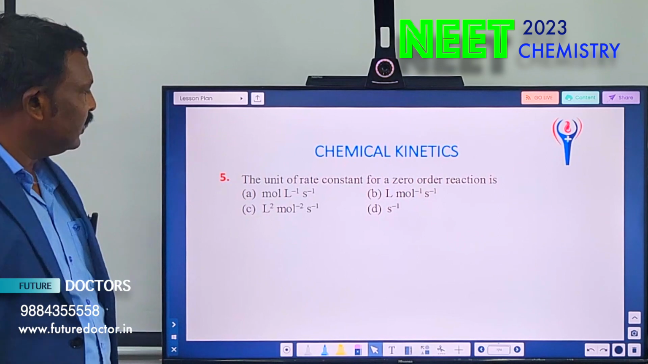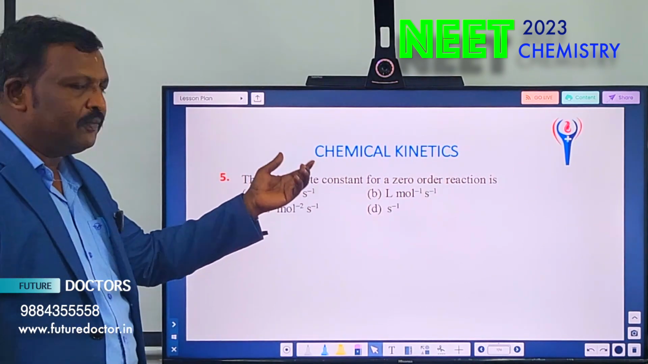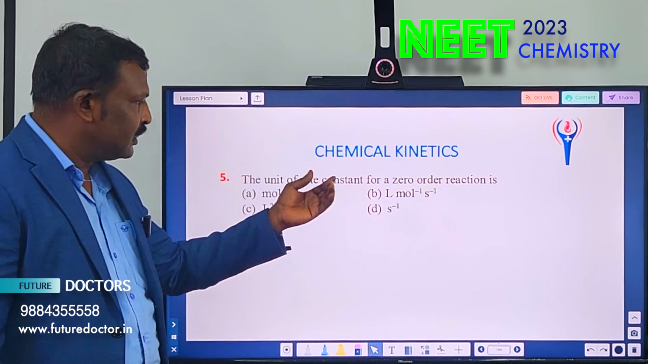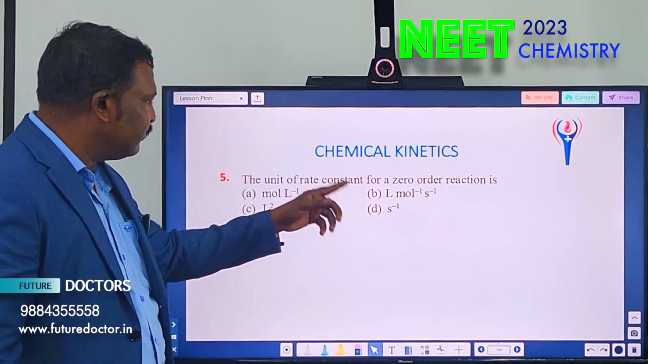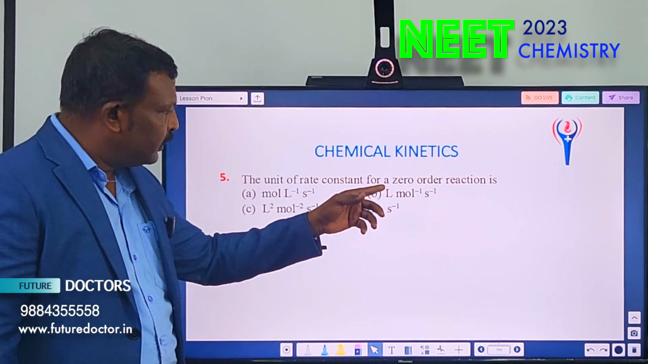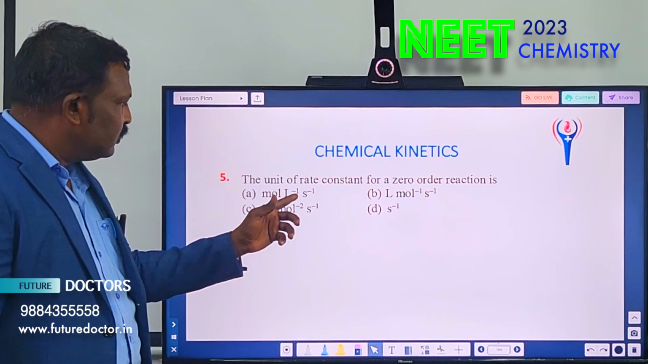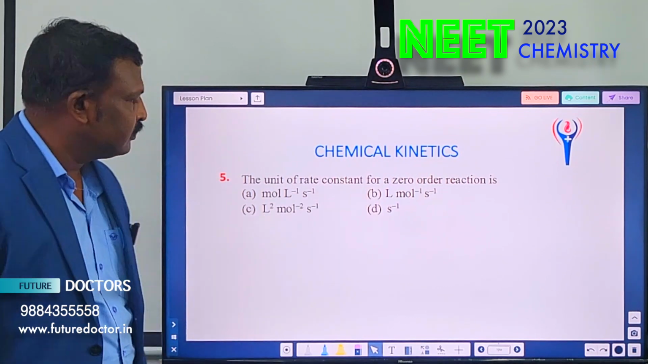Next one, the fifth one. The unit of the rate constant of a zero order reaction is dash. We have one formula for finding the unit of the rate constant. If you apply this formula, you can find it out very easily. Option A, mole per liter per second. Option B, liter per mole per second. Option C, liter square mole minus 2 per second. Option D, per second.